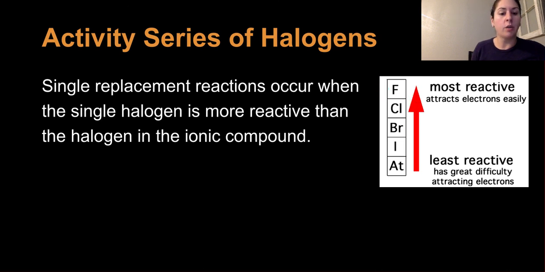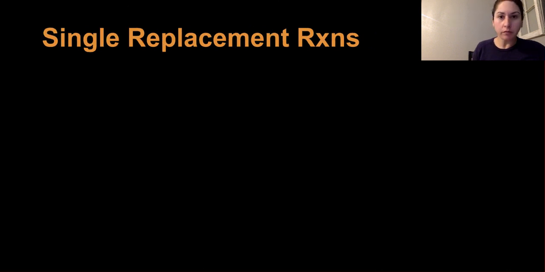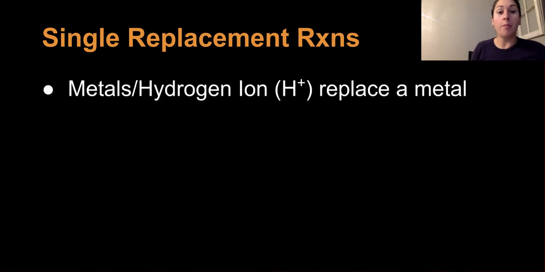So let's kind of do a little recap here and see another example of each. So here are the metals. Hydrogen, when it acts as an ion, it will be on that list as well. And you guys will get a copy of that in class so that you can take a look at those. So metals or hydrogen ion, which will replace a metal as well.